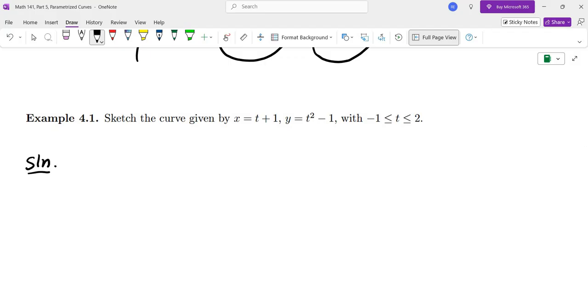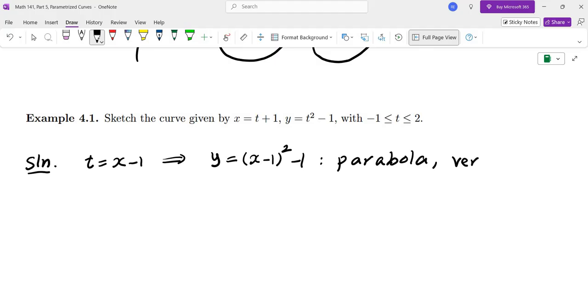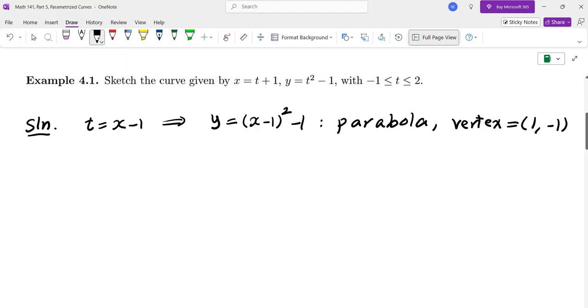Sketch the curve given by this parametrization. So first thing we're going to do is eliminate the parameter. t from the first equation is x minus 1. Then we can plug it into the next equation. So we get y equals (x minus 1) squared minus 1. This is a parabola. The vertex is (1, negative 1). If you plug in x equals 1, we get (x minus 1) squared equals 0. So the parabola looks like this. (1, negative 1) is the vertex, and it's opening up because the coefficient of x squared is positive.